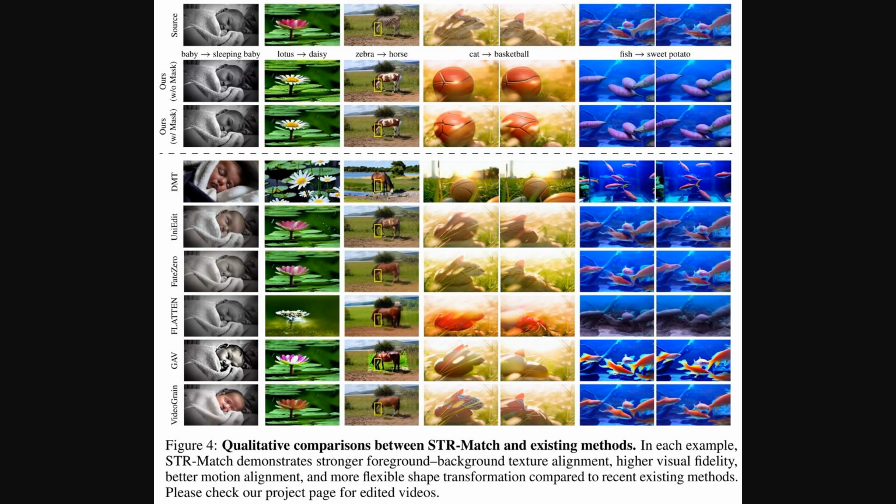And this new way of calculating motion really shines when you see it in action. This next figure puts STR-Match head-to-head with several other video editing methods. Just look at the cat to basketball example. While other techniques create a blurry mix or a distorted shape, STR-Match cleanly transforms the cat into a basketball, preserving the background and the original lighting. It's the same story with the fish turning into sweet potatoes. The transformation is just much more coherent and visually believable, showing how effective this spatiotemporal relevance score really is.